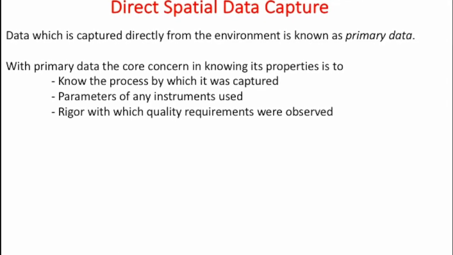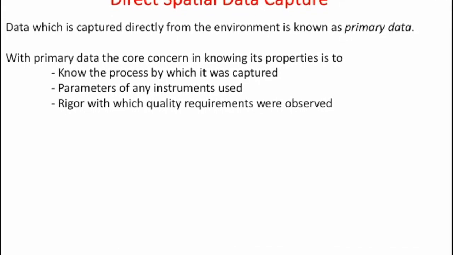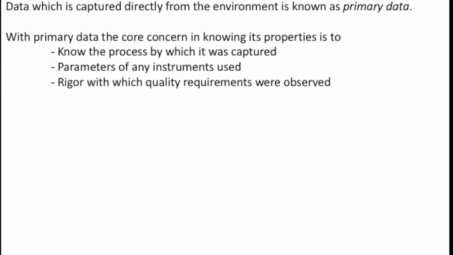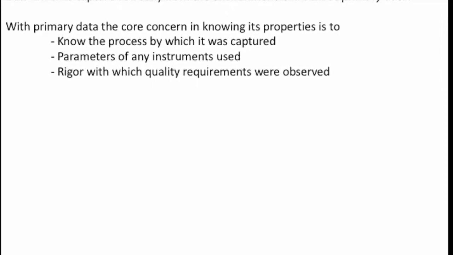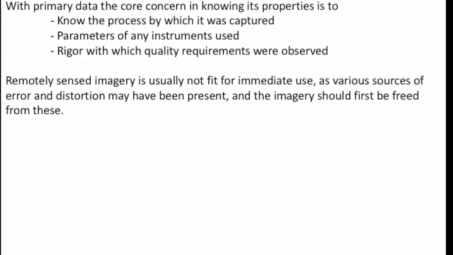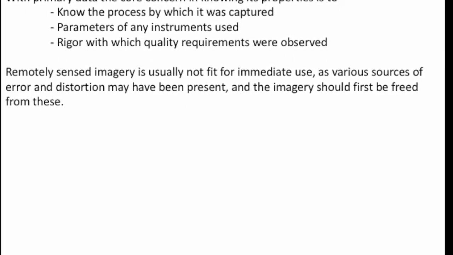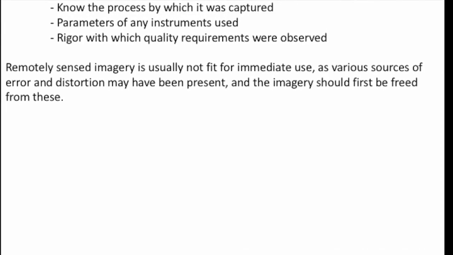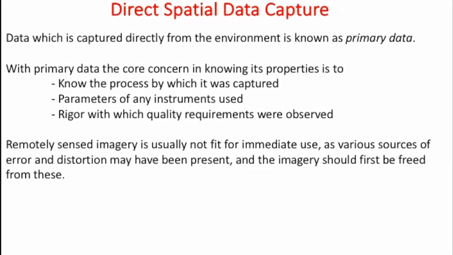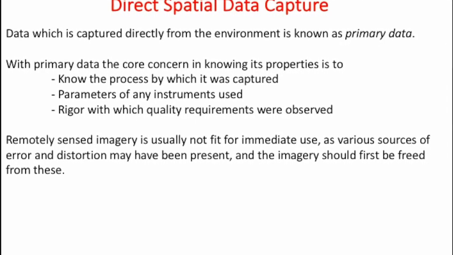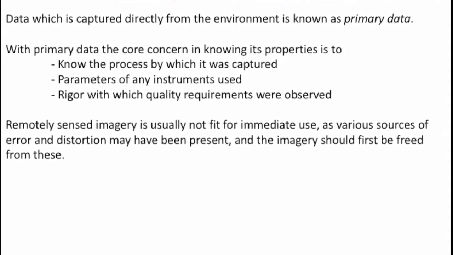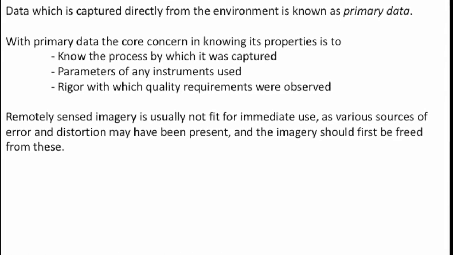We have to know which quality the data is in, what instrument was used, and what the process is to observe or capture the data. Remote sensing imagery is usually not fit for immediate use as there are various sources of error and distortion. So we should correct them; radiometric and geometric correction should be considered before using it.